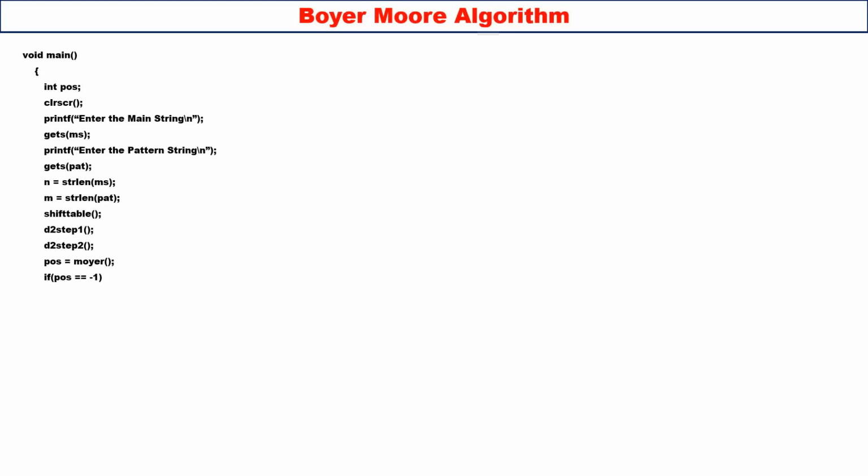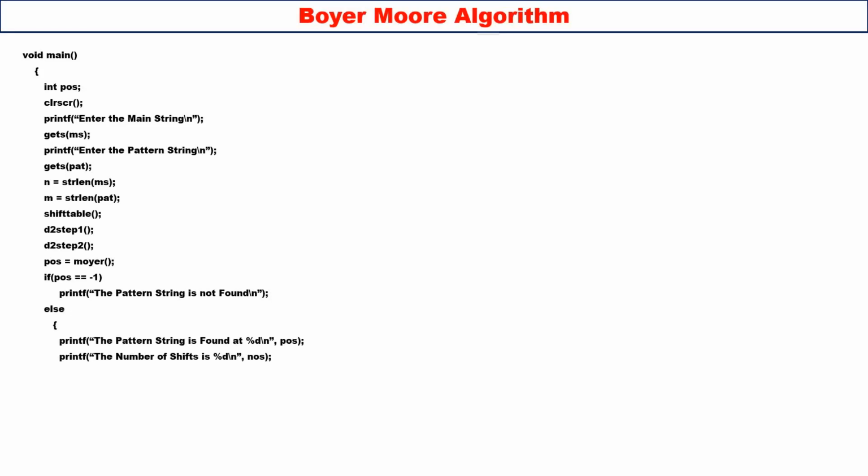If position is equal to -1, the pattern string is not found. Otherwise, the pattern string is found at that particular position, and also the number of shifts is equal to NOS. That's all the main function for Boyer-Moore. I think the Boyer-Moore algorithm looks complicated, but actually it is very easy. The only thing is you should know how to construct the shift table and how to construct the D2 table. Apart from that, I think the Boyer-Moore algorithm is quite simple, quite straightforward.